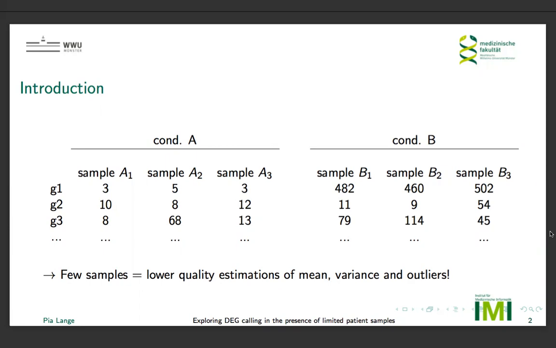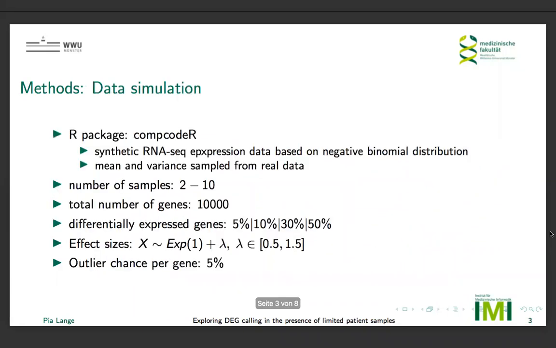It would be nicer to have more samples, but in reality, researchers can only offer a certain amount of samples. Reasons could be difficulty in finding patients or financial limits. From my experience, requests for analyses with less than 5 samples per group are very common, so I wanted to explore whether those kinds of analyses are feasible.